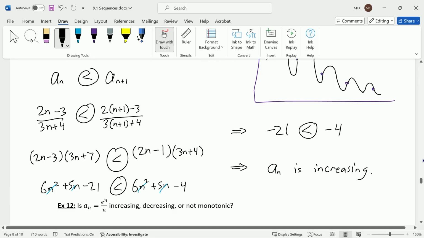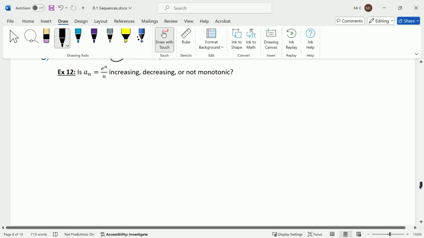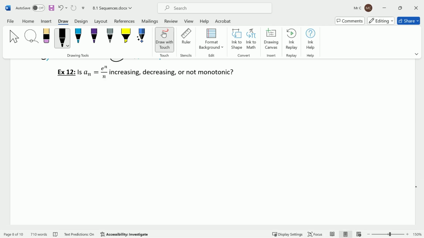All right. So example 12 is a sub n equal to e to the n over n, increasing, decreasing, or not monotonic. Now, this one is the kind of situation that I described a few moments ago, where I can turn to a related real valued function, and use properties from Calculus 1 and derivatives to determine if it's increasing or decreasing. So let f of x be e to the x over x.